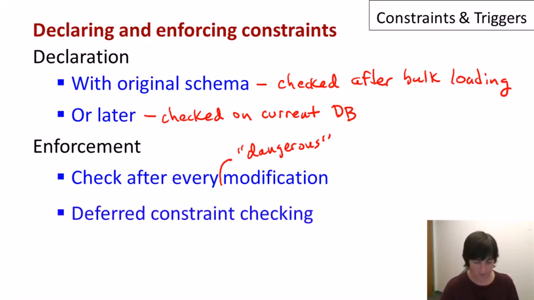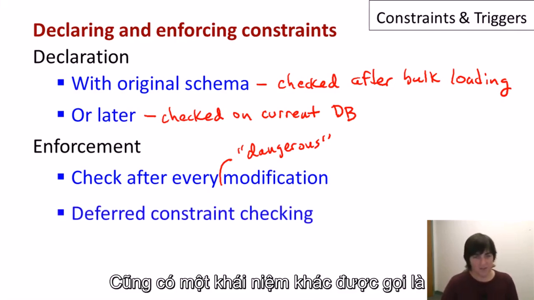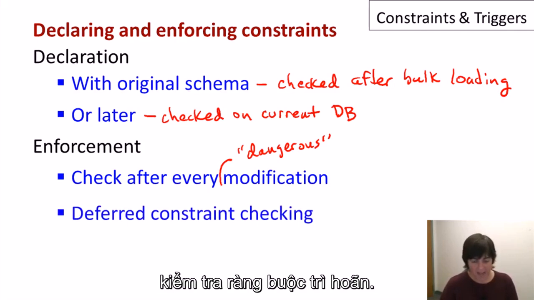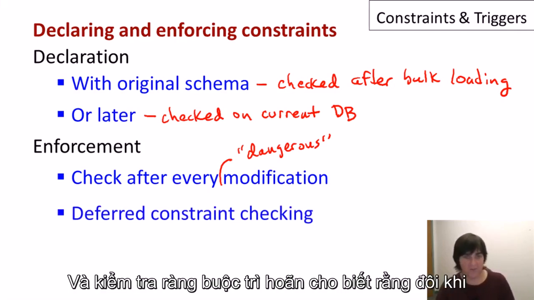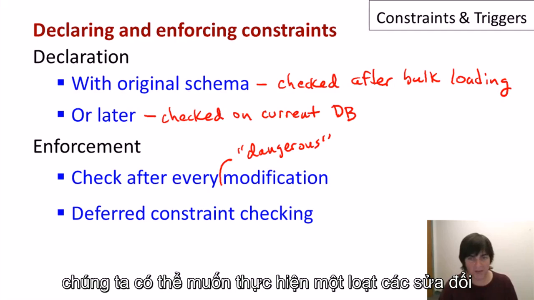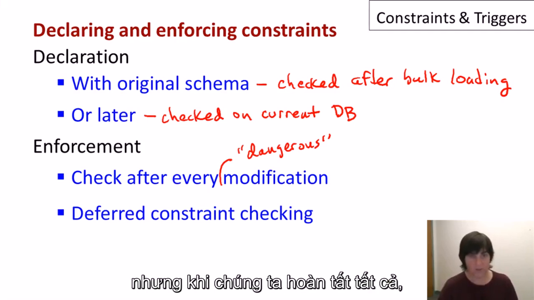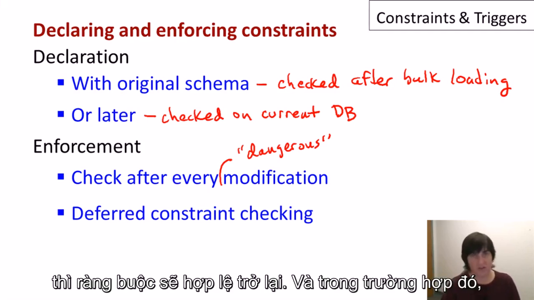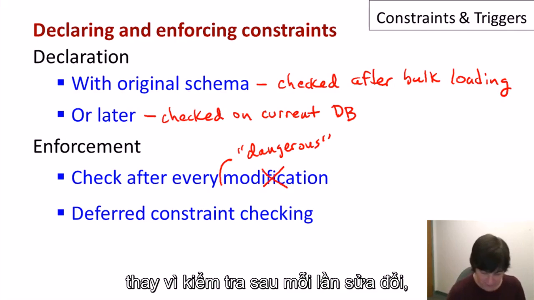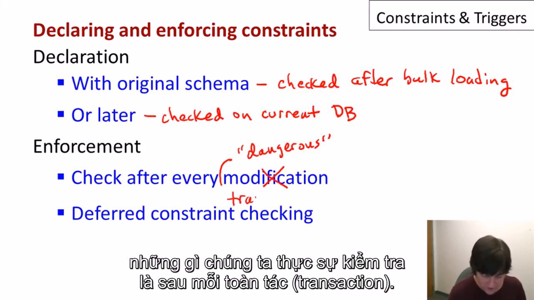There's also a concept known as deferred constraint checking. And deferred constraint checking says that sometimes we may want to do a whole bunch of modifications that during the modifications violate the constraint, but once we're done with all of them, then the constraints will hold again. And in that case, instead of checking after every modification, what we actually check is after every transaction.